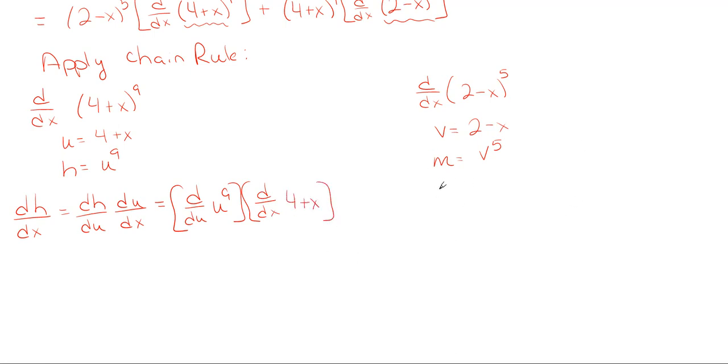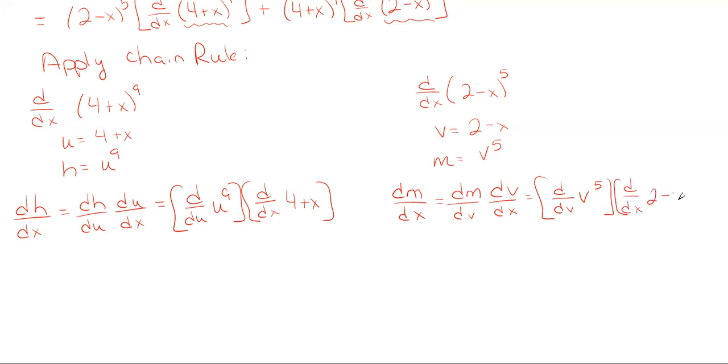And then my second portion over here will be very similar, just replace the variables. I'm going to have dm over dx is equal to dm dv multiplied by dv dx. So this is going to be d dv of v to the 5th, all that multiplied by d dx of 2 minus x. All right, these are much easier derivatives to take. So let's work with the first one here.